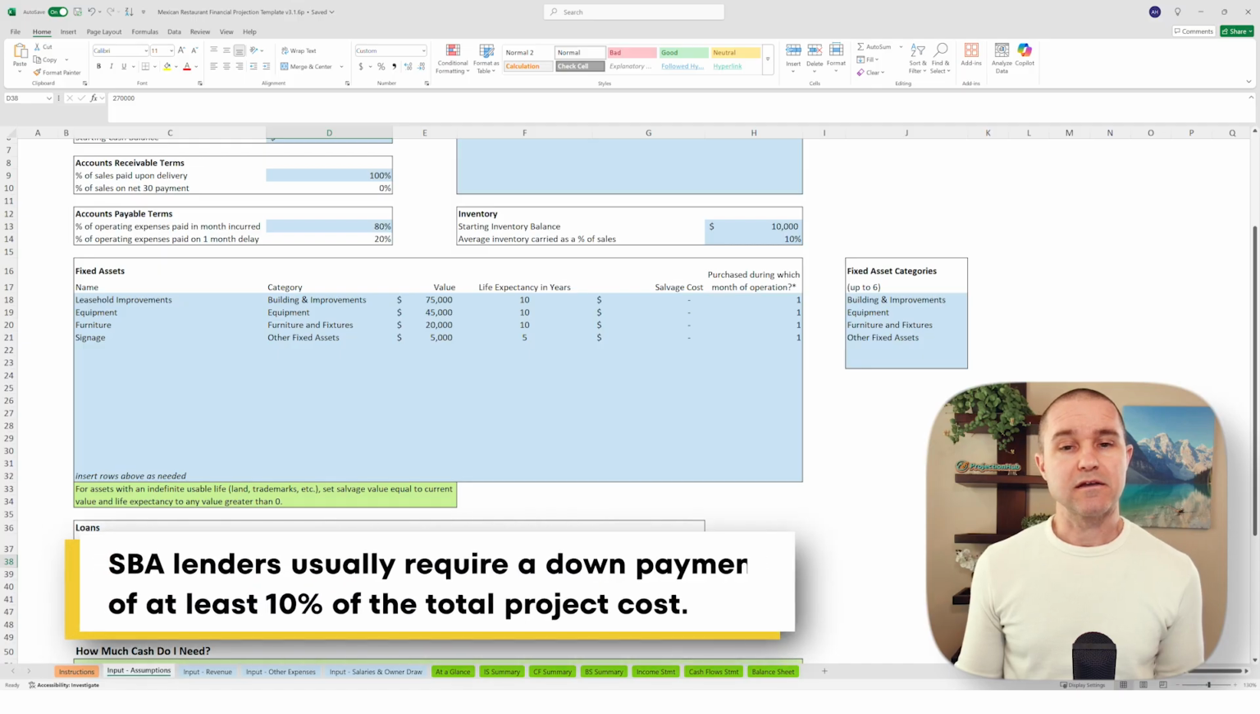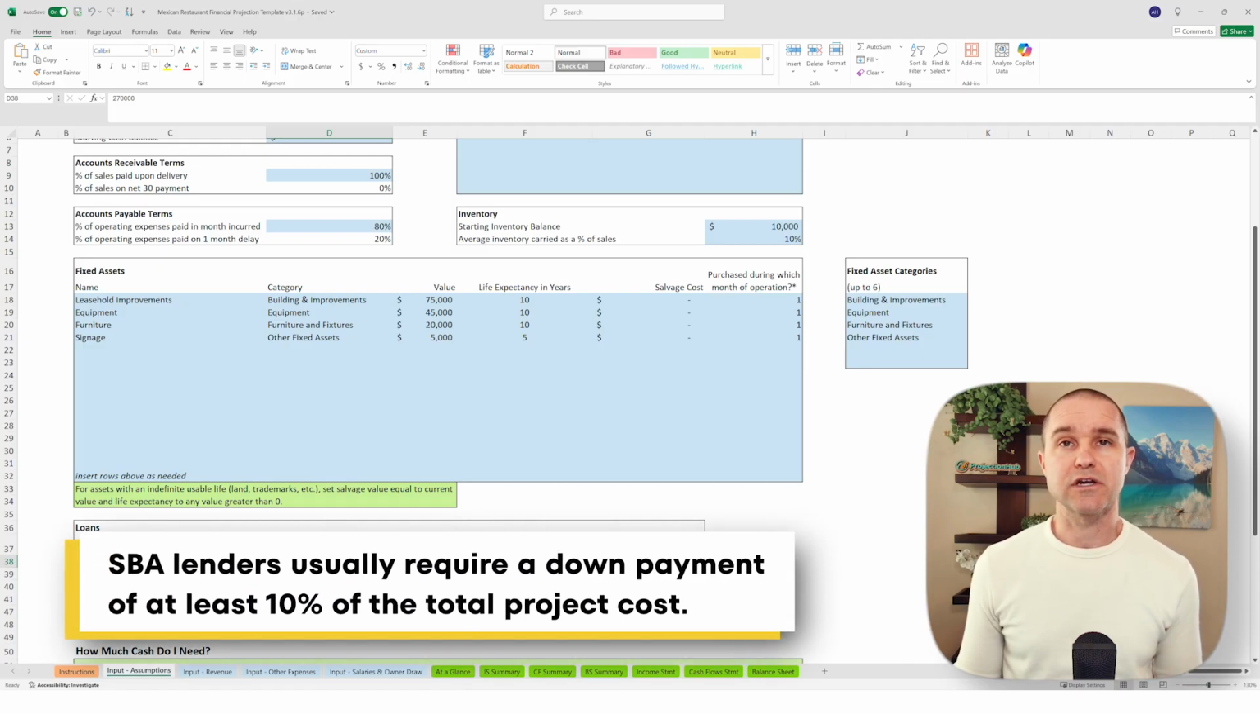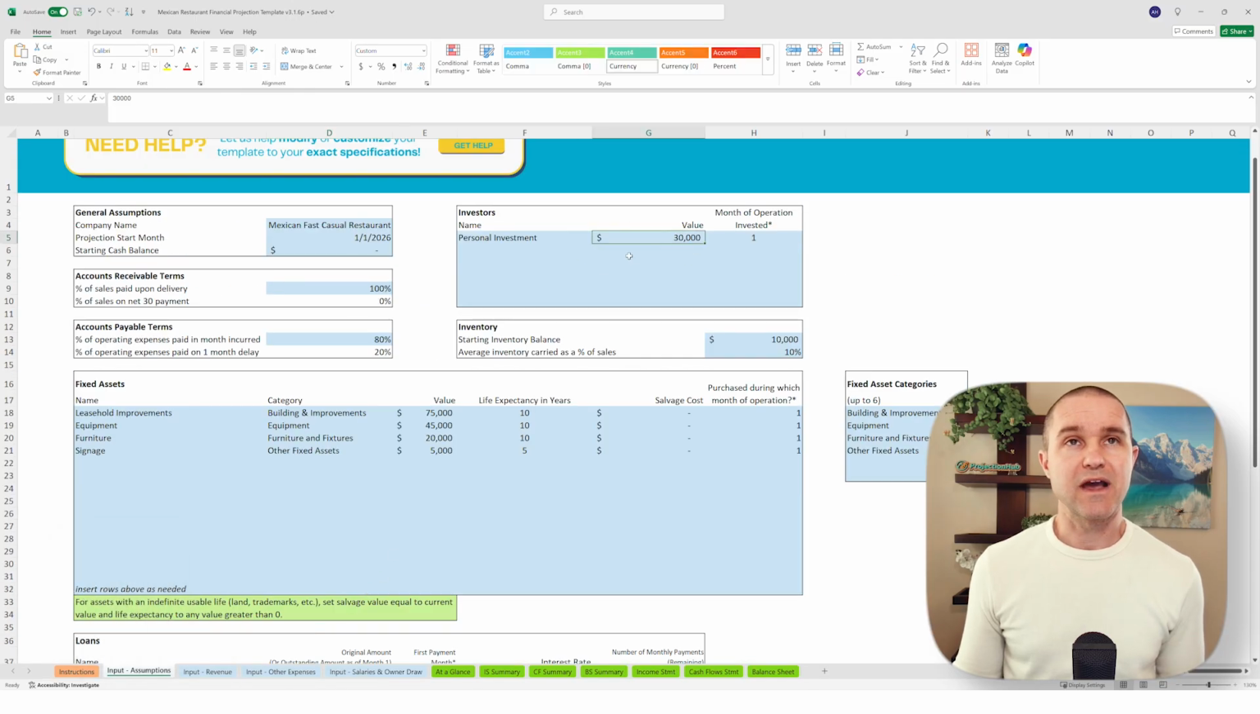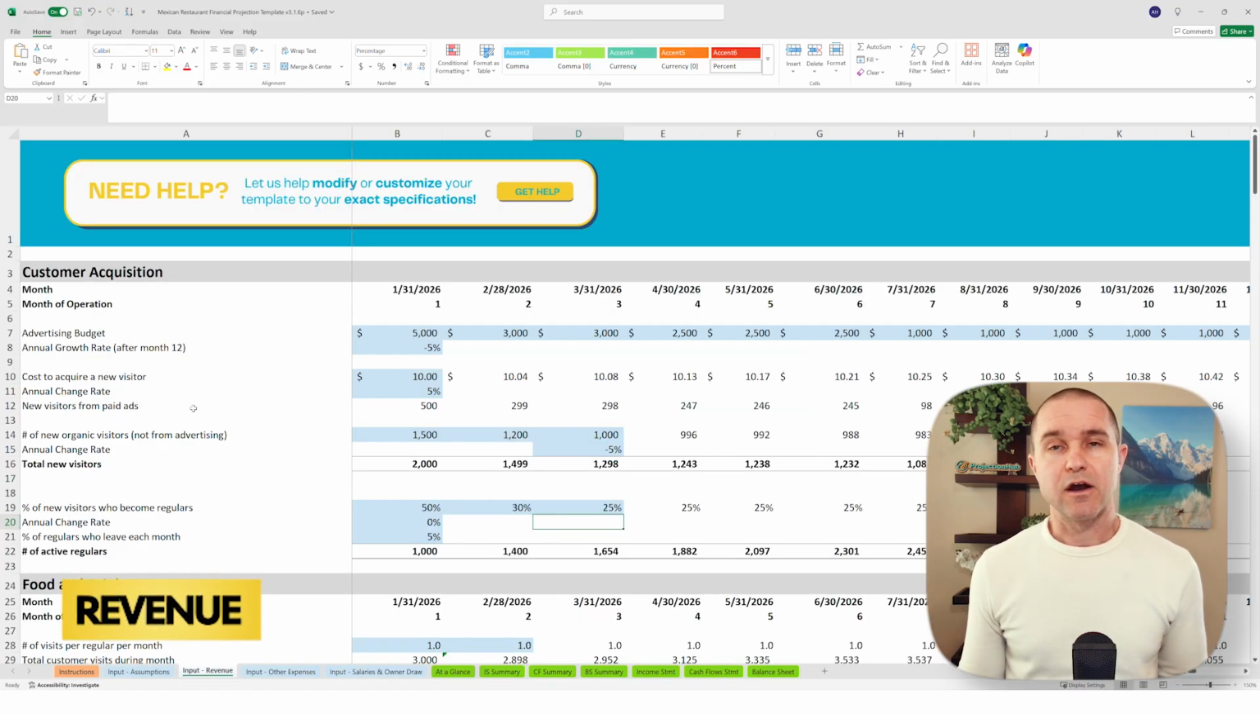Typically, an SBA lender is going to require you to put in at least 10% of the total project cost as a down payment. And so that's where we've got this $30,000 coming from. And then we're assuming a 10% interest rate over 120 months or a 10-year term. So next we're going to look at our revenue tab.